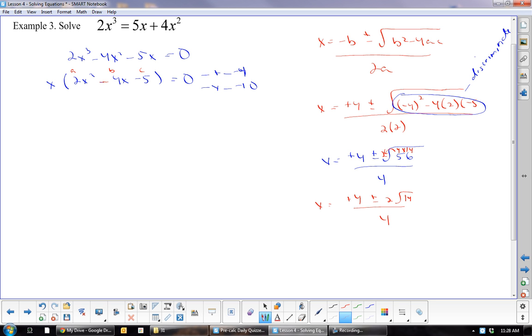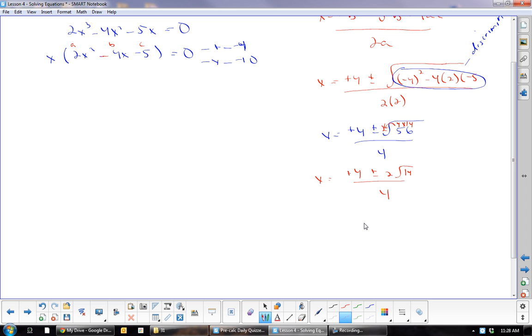Now if you're going to reduce, all three of these must be reducible by the same thing. If one of them is not reducible, none of them are reducible. But every one of those can be divided by 2. So if I divide each of them by 2, that will be 2 plus or minus root 14 all over 2. So x equals 2 plus root 14 all over 2, and 2 minus root 14 all over 2.